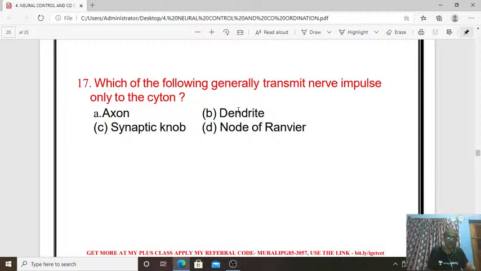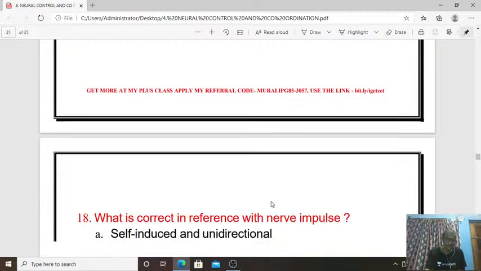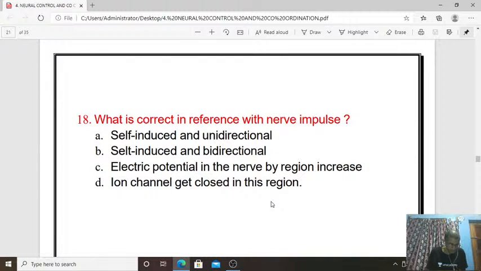Okay, B, not D. B is the right answer. That is the dendrite, because the dendrite is going to transmit the nerve impulse only to cyton. Cyton is the cell body of the neural system. To that area we can observe the passing of nerve impulse from the previous neuron. Dendrite is the right answer. B is the right answer for question number 17. Okay, my dear students, it's a dendrite. Next question. Got it?